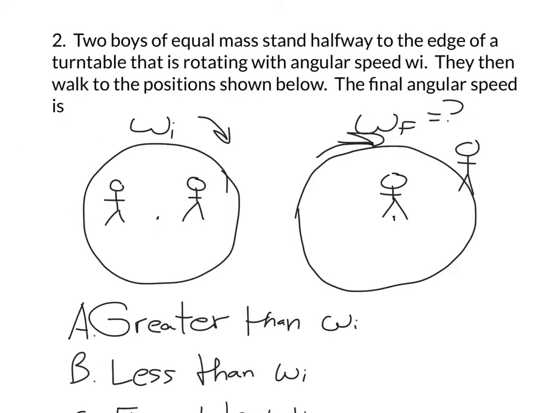All right, two boys now. So we have two people on a merry-go-round, or a turntable in this case. We know it has an initial angular velocity omega_i, and then they walk and they change their positions. What is the new angular velocity or angular speed? Good question.